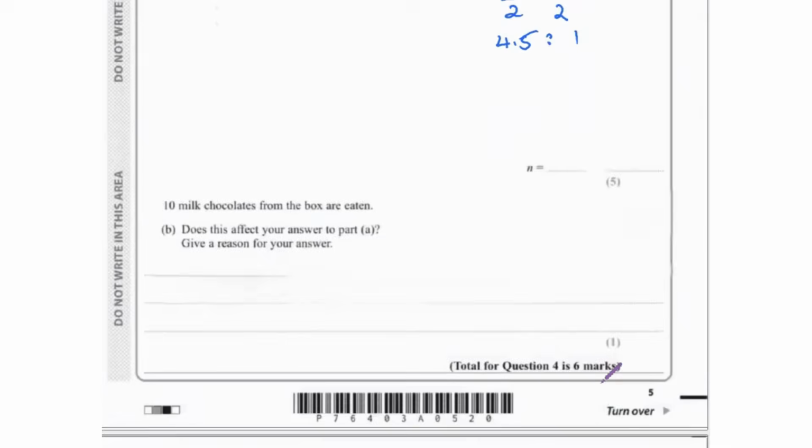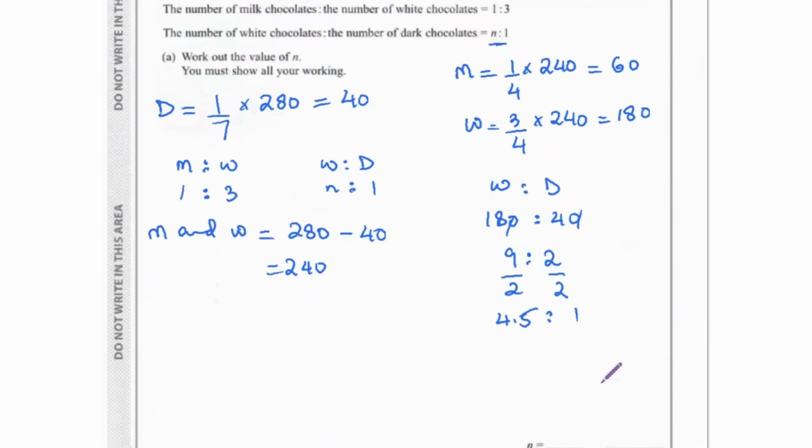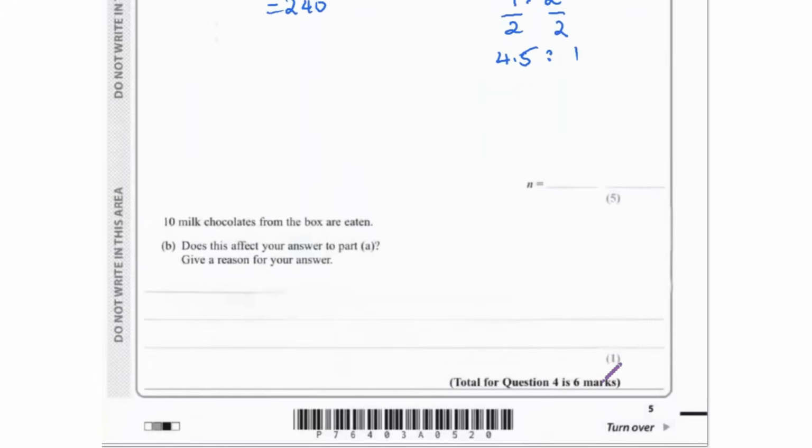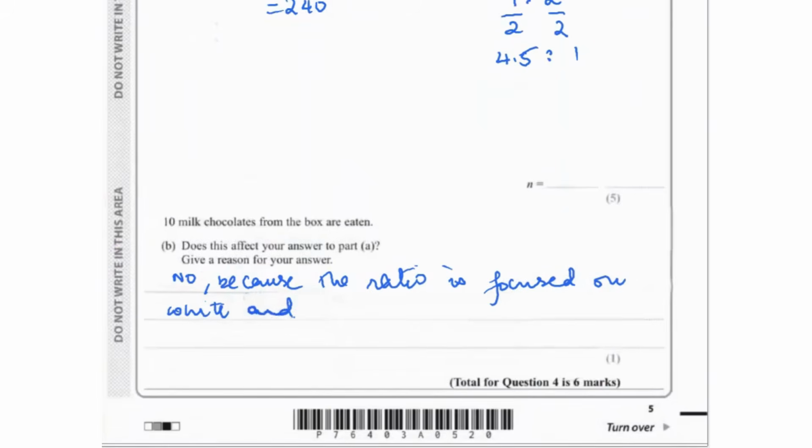10 milk chocolates from the box are eaten. Does this affect your answer to part A? If we eat 10 milk chocolates, then milk chocolates are going to be 50 now. Would that change your answer? No, it would not, because the ratio is focused on white and dark chocolates, not the milk ones. That's your answer.